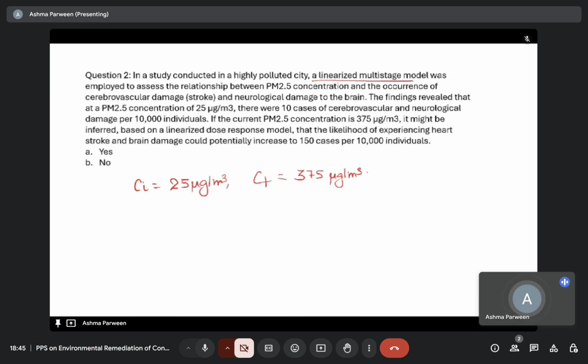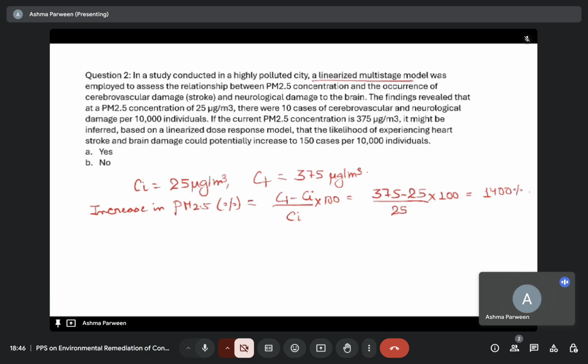So let's find out how much, in terms of percentage, there is an increase in the pollutant concentration. Increase in PM 2.5 in terms of percentage will be C final minus C initial divided by C initial into 100. So that is 375 minus 25 upon 25 into 100. So this is a 1400 percentage increase. This much percentage increase should be seen in the increase in cases of damage to brain and heart.